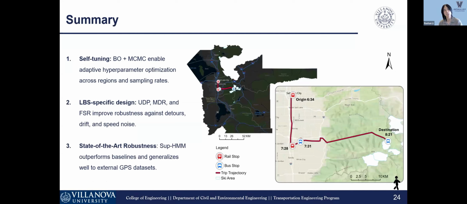So to sum up, first, Sup-HMM fine-tunes itself automatically using MCMC and Bayesian optimization, so we don't need to manually adjust parameters. Second, it can handle common challenges in LBS data like detours and unrealistic speeds by using 3 smart conditions in the transition probabilities. And finally, the model generalizes well and performs consistently across different regions and datasets. This makes it a robust solution for real-world noisy mobility data.